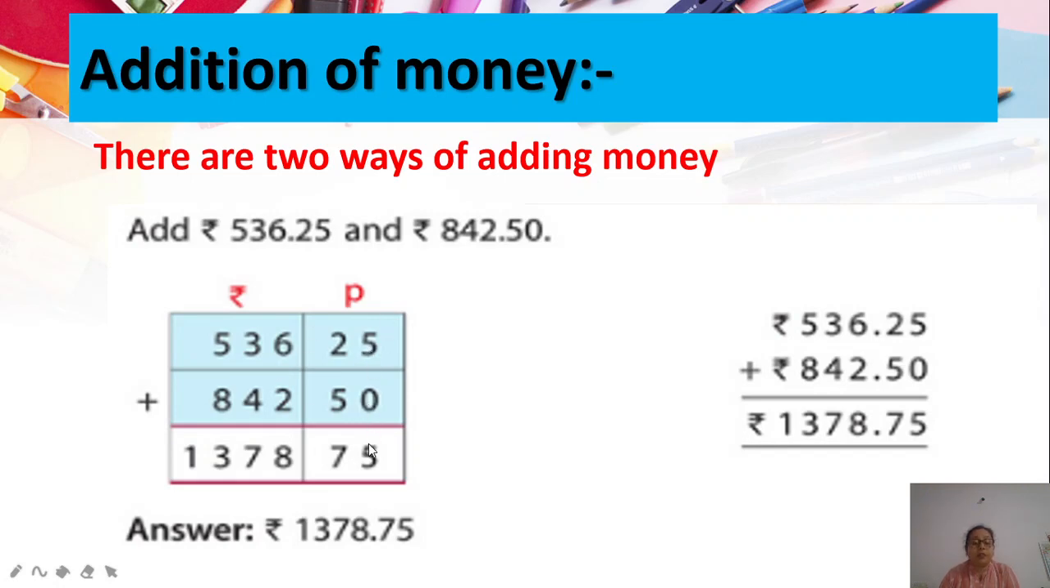It is 5 plus 0, I will get answer 5. Then 5 plus 2, we are getting answer 7. Here our paise addition is over. Let us move to the rupees addition. Now here 6 plus 2, we are getting answer 8. Then 4 plus 3, we are getting answer 7. Next it is 8 plus 5 will be 13. This means the addition of these rupees is rupees 1378 and 75 paise.